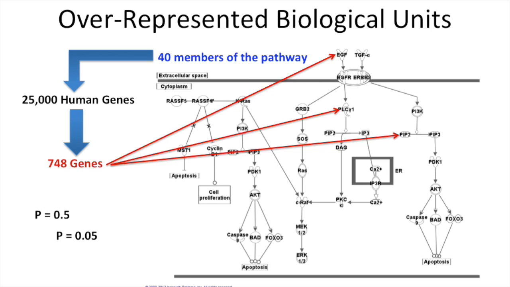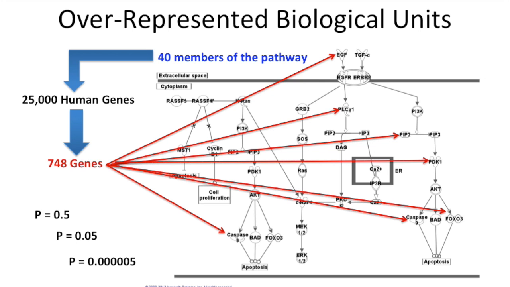Now that's a little more rare. I'd be more inclined to say that this pathway is somehow playing a role in my system. Now, what if I get seven? The odds of that happening by random chance are incredibly low. Given this result, I would say that this pathway is probably playing a role in aggressive lymphoma.